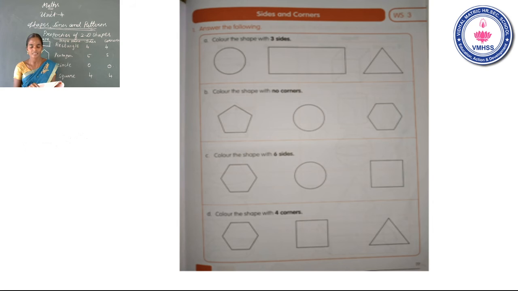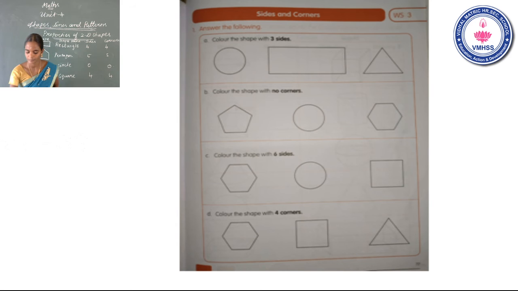First shape pentagon, second one circle, third one hexagon. So no corner shape, circle. Second one is the answer. Next, third one. Color the shape with six sides. Six sides, hexagon shape. Next, D: color the shape with four corners. First shape hexagon, second square, third triangle. Which shape has four corners? Square.